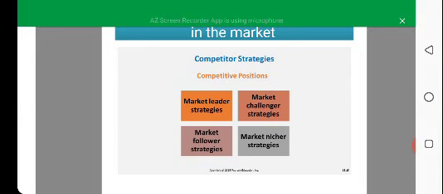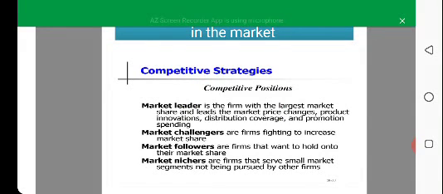Now come to the market follower. Market followers are those companies who come second or third in innovation or a new product after the product is launched the first time. For example, Apple launched the iPad and then Samsung was the follower of that company, or Samsung launched it and Apple was the follower, the second one to bring the iPad into the market.